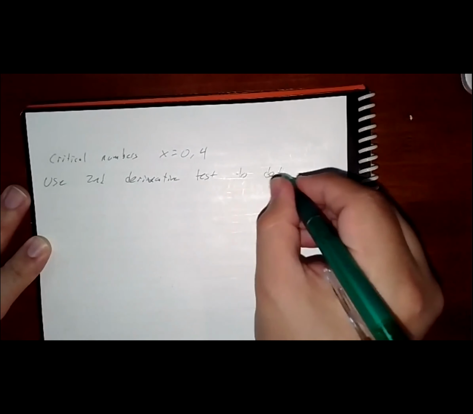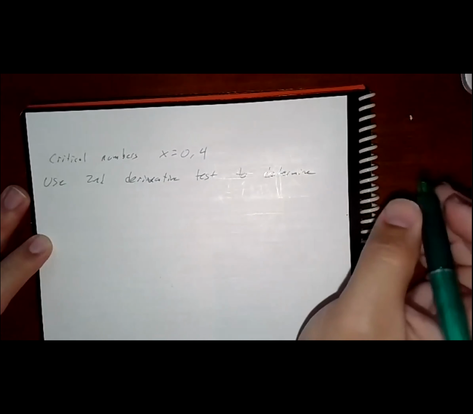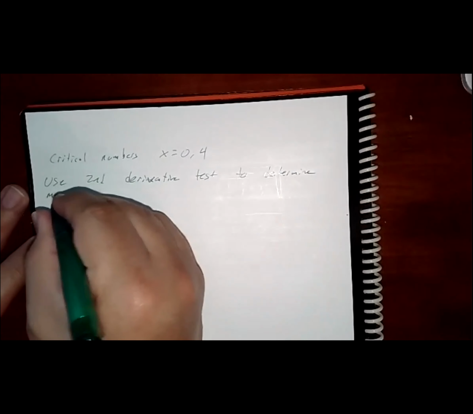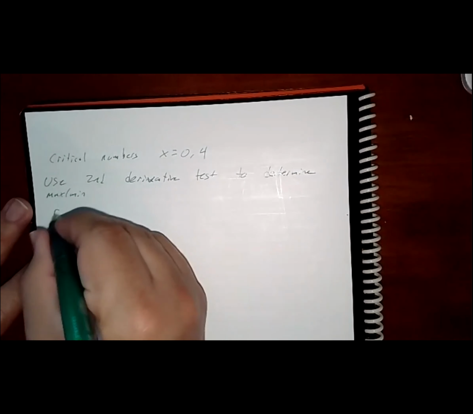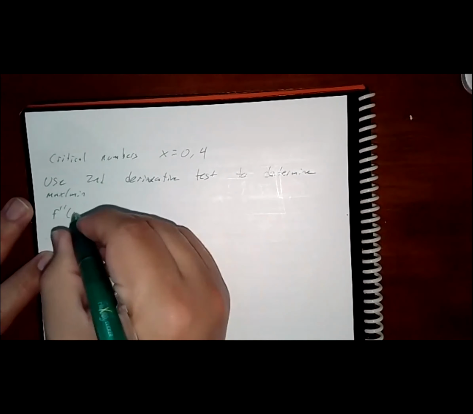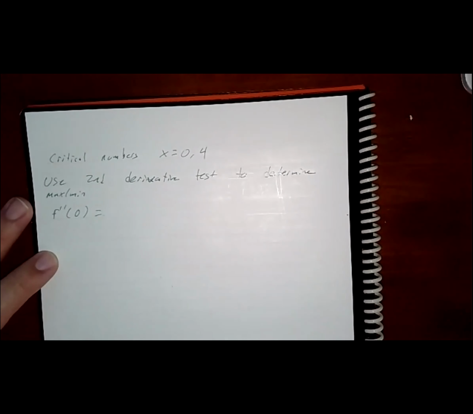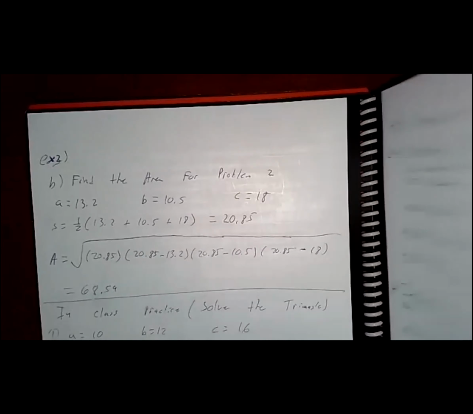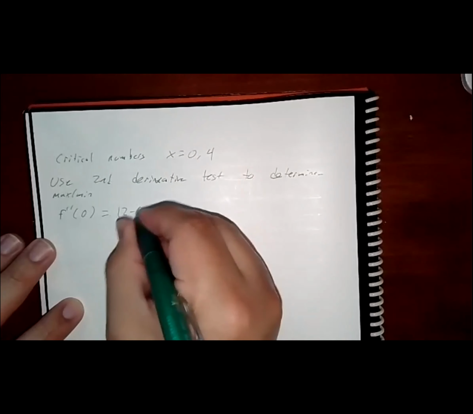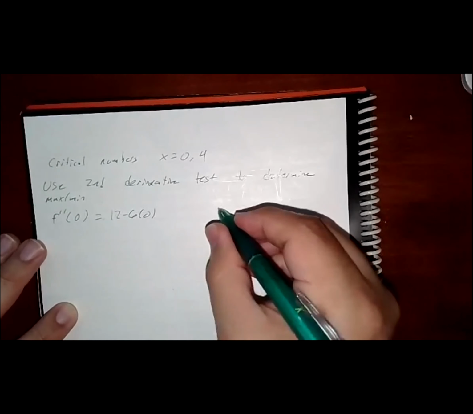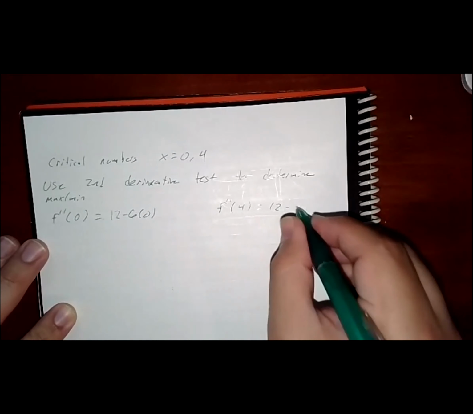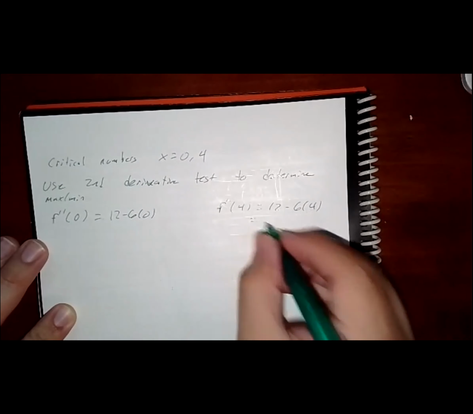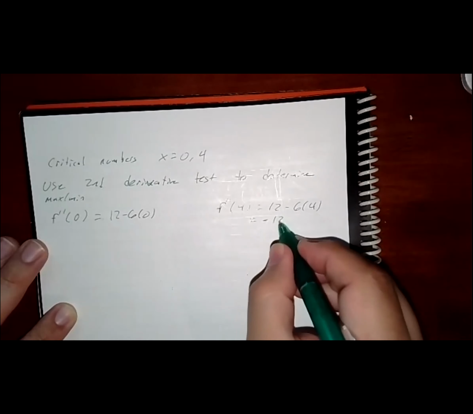So I'm just doing extra work here just so you can see how it all works to determine maximum/minimum. The second derivative is going to be 12 minus 6x. Second derivative at 0 would be 12. Second derivative at 4 will be 12 minus 6 times 4, so negative 12.